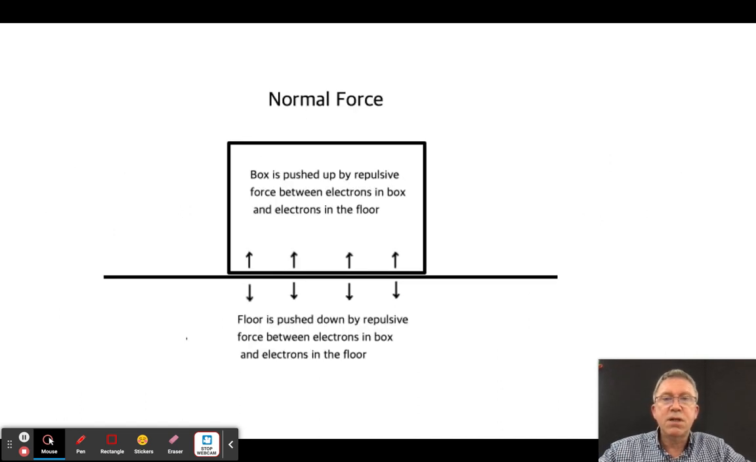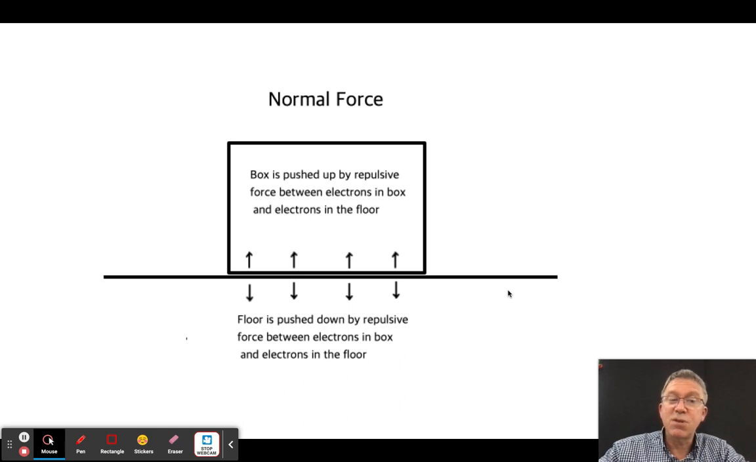Let's just zoom in on a couple of them here. So for the normal force, basically, I have electrons in the floor pushing up on the electrons in the box, and the electrons in the box are pushing down on the electrons in the floor. So in actuality, no objects ever really touch each other. And that seems kind of weird, but it's true. So you think, oh, well, my fingers are touching. Well, actually, they're not. The repulsive force of these electrons and the two things won't let that happen. It feels like they're touching, but they're really not. They can't because of this repulsion force.